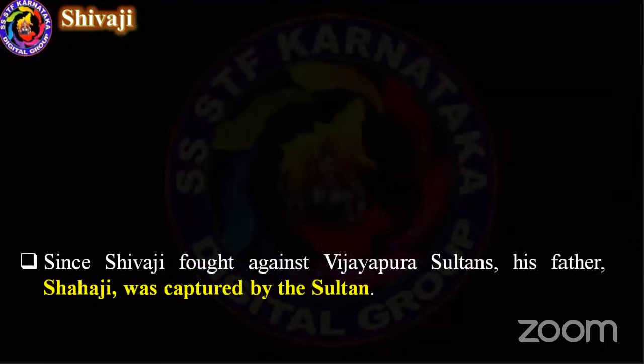Since Shivaji fought against the Vijaypura Sultan, his father Shahji was captured by the Sultan there. While Shivaji had tried to capture the fort of the Vijaypura Sultan, the Sultan didn't sit silently. He made a plan and arrested Shivaji's father, who was working as an administrator under the Vijaypura Adil Shahi, to control Shivaji and create fear in him.